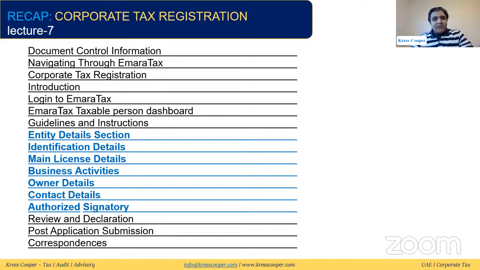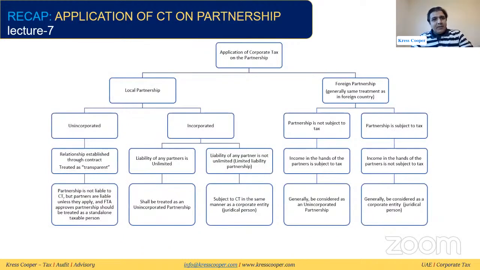In lecture 7, we discussed corporate tax registrations, and these were the key areas that we discussed in detail. The rest of the information is very basic. Then we discussed the application of corporate tax and the partnership. We discussed that it can be a local partnership, a foreign partnership, an unincorporated partnership, or an incorporated partnership. We discussed the tax treatment in detail.